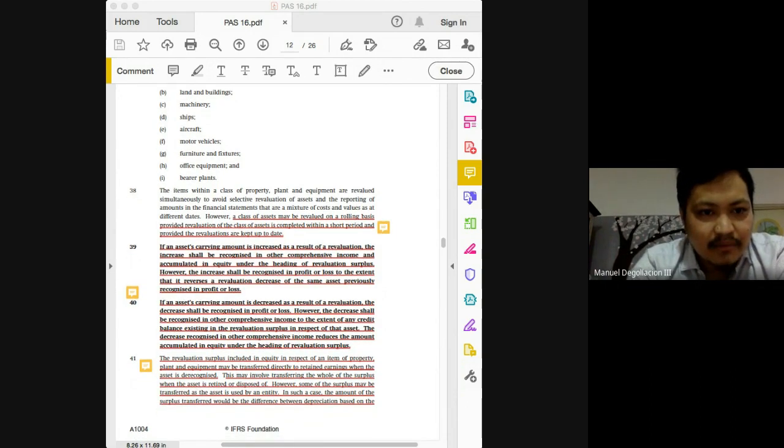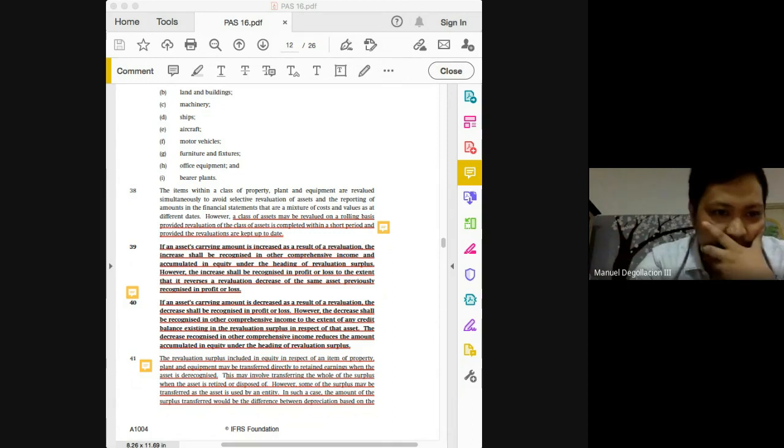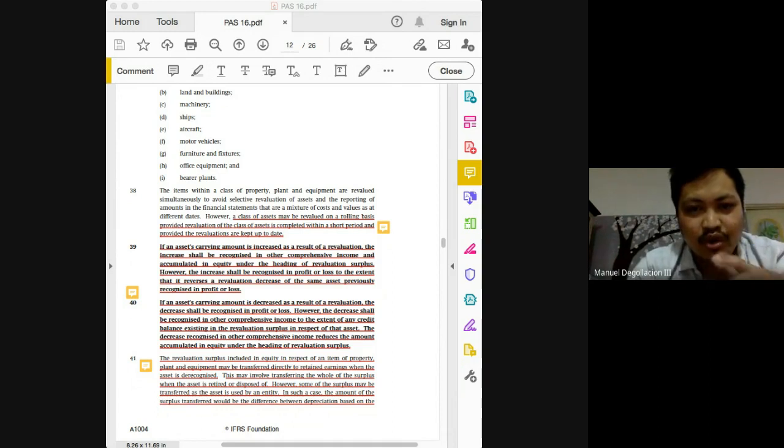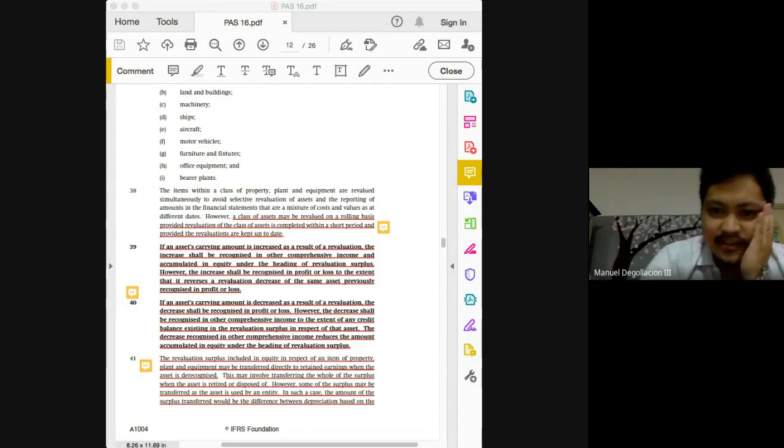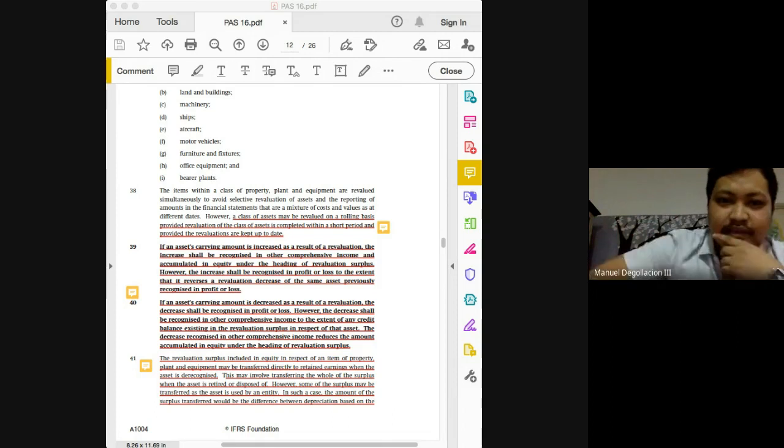If an asset's carrying amount is increased, okay, paragraph 39 and 40 class would be very important, because this would tell you as to what you are going to do with the result of the revaluation class. If an asset's carrying amount is increased as a result of revaluation, the increase shall be recognized in other comprehensive income and accumulated in equity.